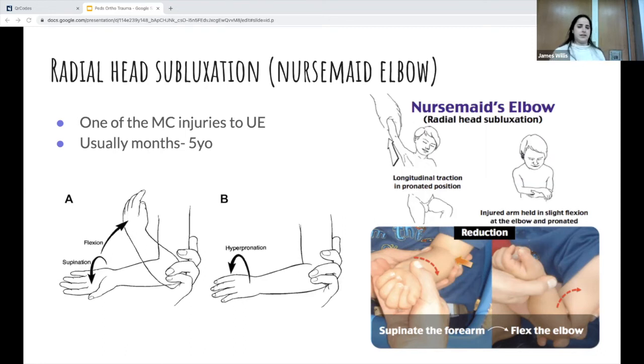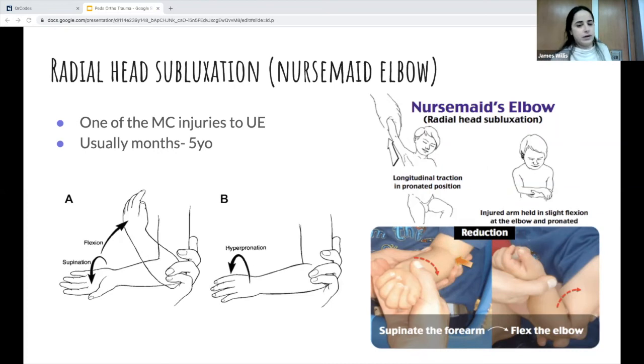If the history suggests that it might be a nursemaid elbow, you can just attempt to do a reduction. You can do hyperpronation or you can do supination and flexion. If it works, the patient will be able to move the extremity within 5 to 10 minutes. You don't need to do an X-ray.